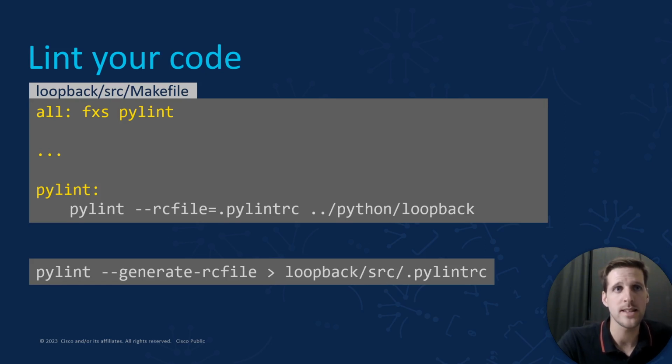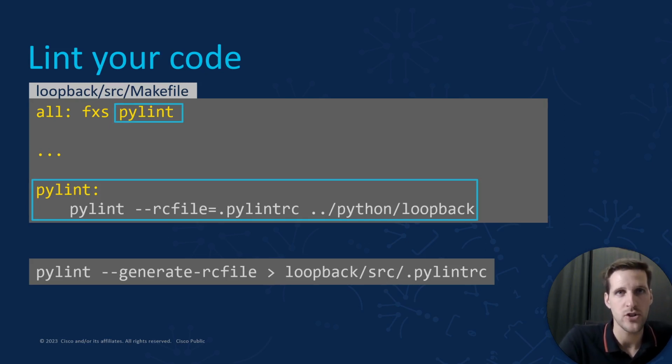So how to include it in an NSO project? In NSO we are already using makefiles to build the Yang models that are part of the packages. So why not use make to execute PyLint too? It's quite simple to do so. Here we have a sample makefile for the loopback package. Add PyLint as a dependency to the all target, so that each time you build your package, PyLint will be executed too, and your code will be checked.